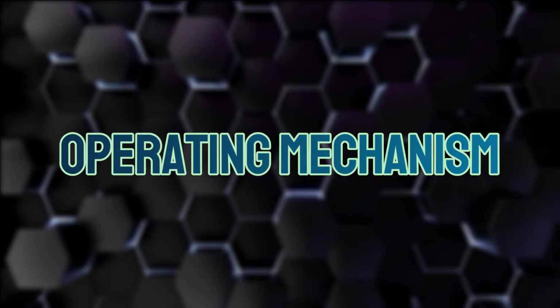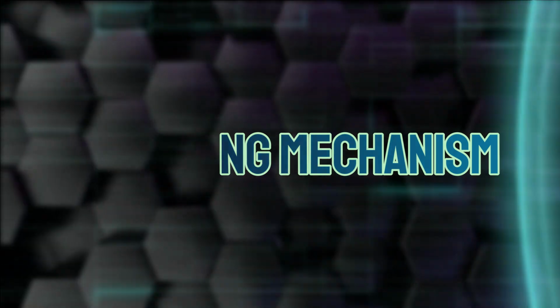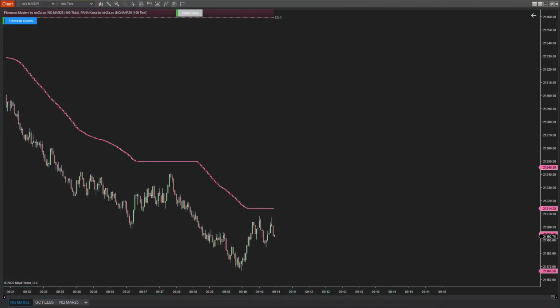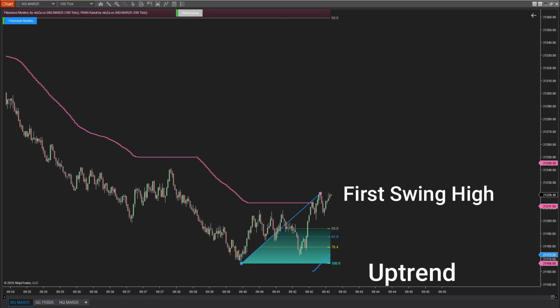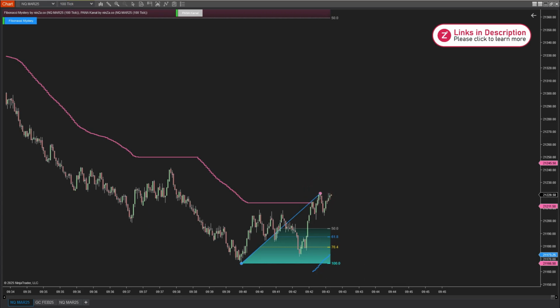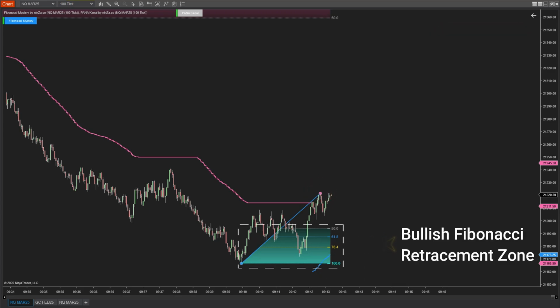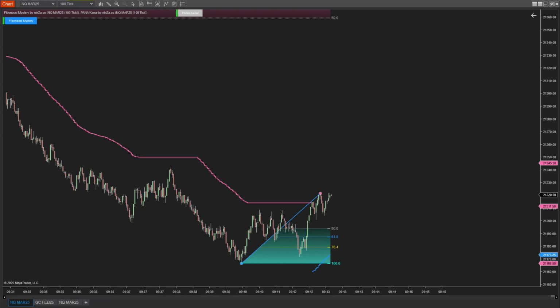Now let's break down how the indicator actually operates. To form a bullish Fibonacci retracement zone, the indicator first locates the lowest swing low from the previous downtrend. Next, it identifies the first swing high in the current uptrend and marks it as the 0% point on the Fibonacci scale. From there, a bullish Fibonacci retracement zone is created. We'll get into more detail soon on why this zone is only drawn within a specific range.